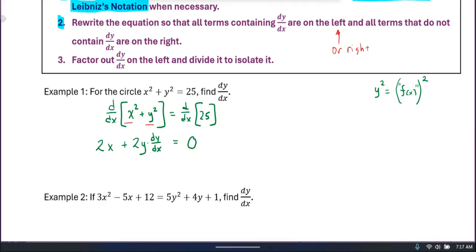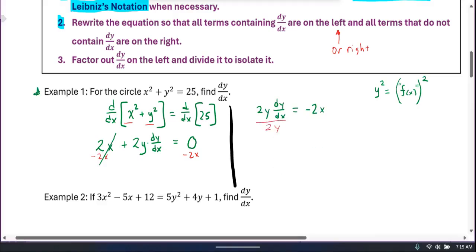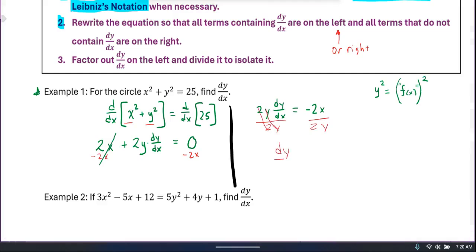So the next step would be to subtract 2x from both sides of this equation. And let me bring that up here on the right hand side. Now it reads something like this: 2y dy/dx equals negative 2x. Then we will divide both sides of this equation by 2y, and we can have our derivative dy/dx. Let's notice that the 2's simplify, so I'll just write that as negative x over y as our derivative there.